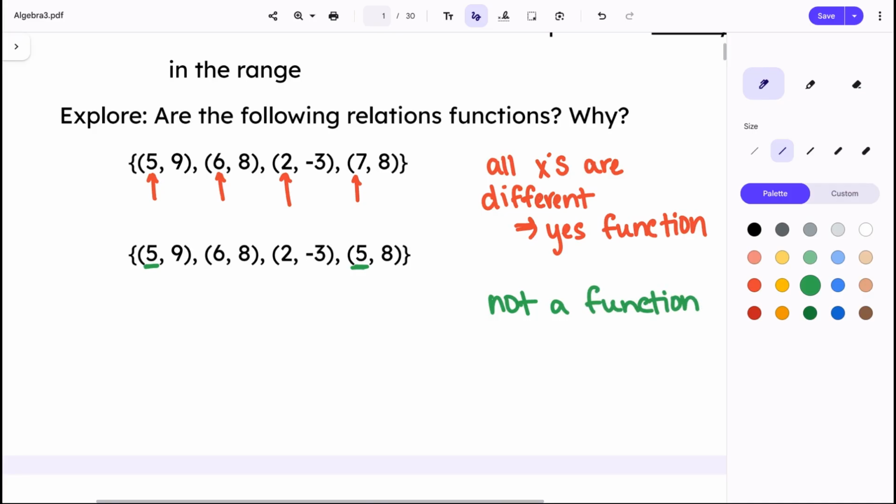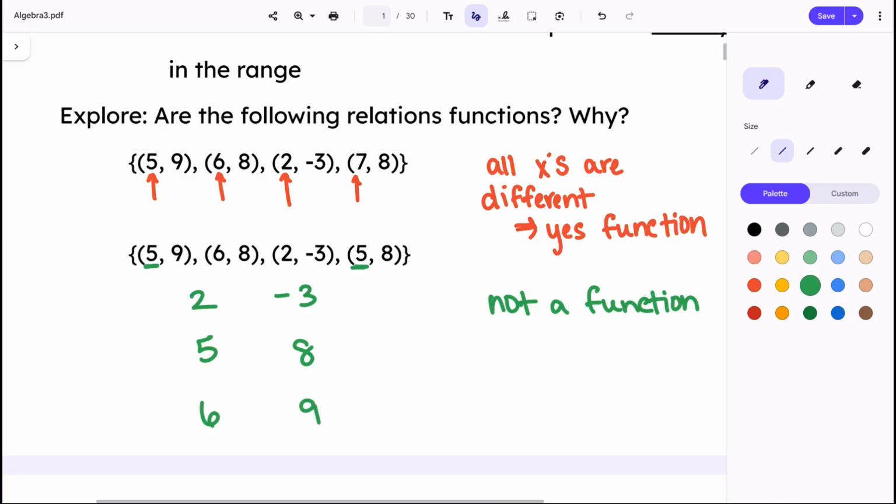I want you to follow along here. I'm going to write out my x values. So I have a 5, a 6, and a 2. And I'm going to put them in order. So 2, 5, and 6. Those are my x values that I'm given. My y values are -3, 8, and 9. Now, maybe right now it looks like this could be a function because I only wrote 5 once, and I only wrote the 8 one time.